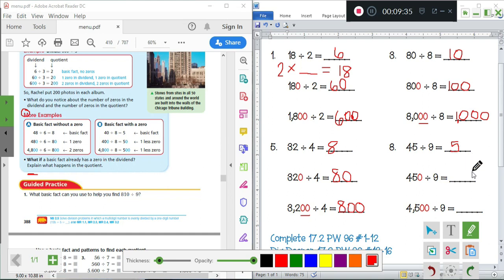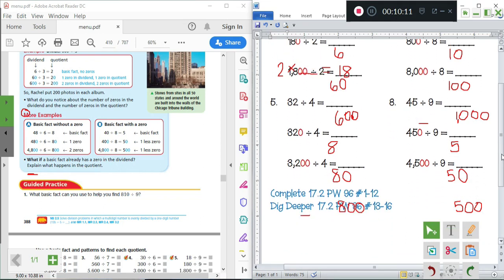Exactly, it's 5. Remember, we can go ahead and put that 5. We know it's going to be the starting number of our quotient for each of these problems on all those lines. All right, 450 divided by 9. Great job, exactly, it's 50. And then 4,500 divided by 9. You're on a roll. It is exactly 500. All righty.